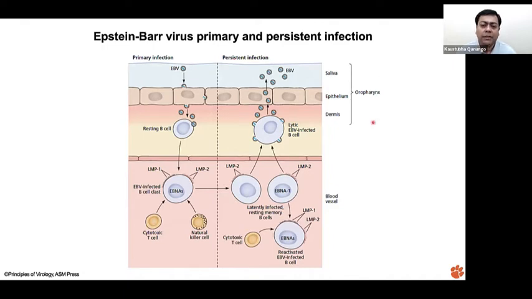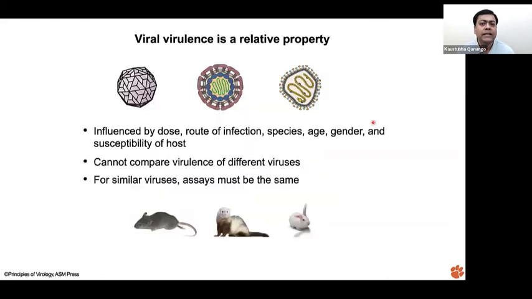So just to make sure that they are almost similar and there's very little difference between them. So let's take a look at some of the other viral virulence properties. These are influenced by the dose, route of infection, species, gender. You can see easily that this is one of the important things that is very different from what you have probably learned in your microbiology.